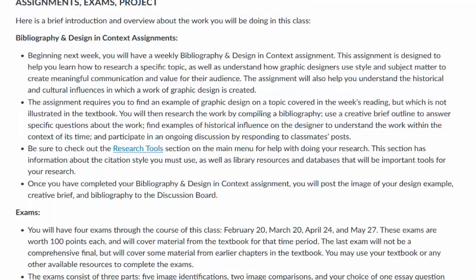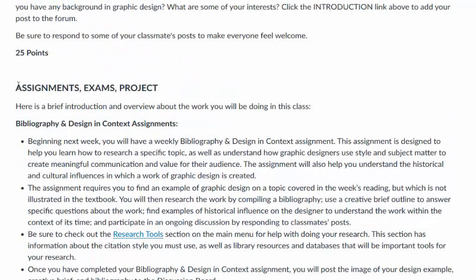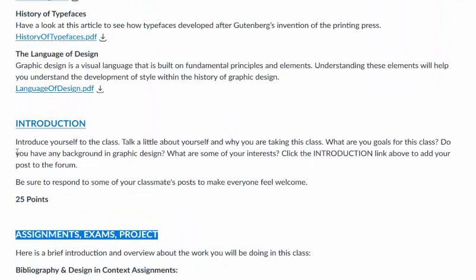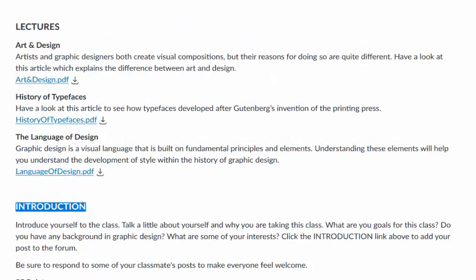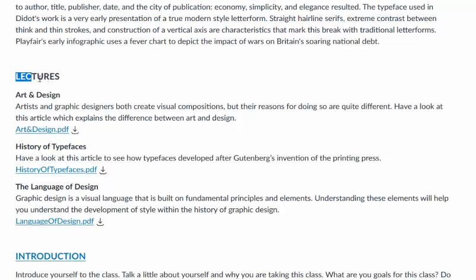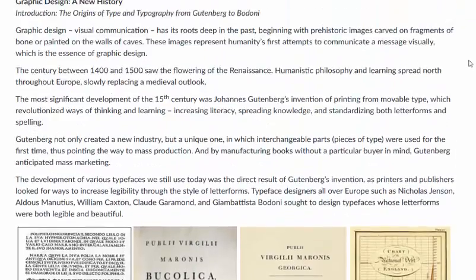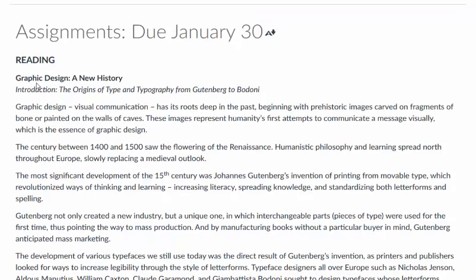So this week, review the overview of the work you'll be doing in class. Introduce yourself to class. Have a look at the lectures. And read the introduction in the textbook.